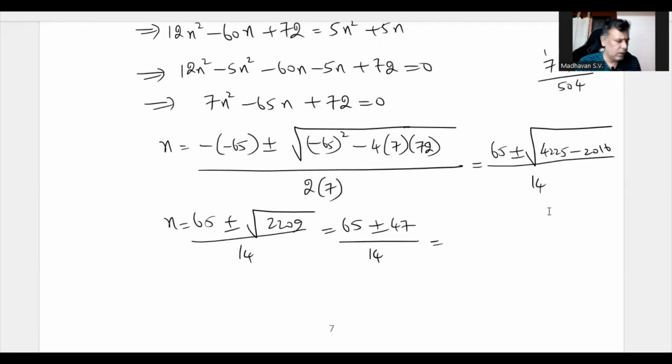So what do we get? One answer is 8 if we consider positive. The other answer is 65 minus 47, we get 18 by 14. Since we need to consider n as an integer only, our n value will be 8. That's the solution for this particular problem.